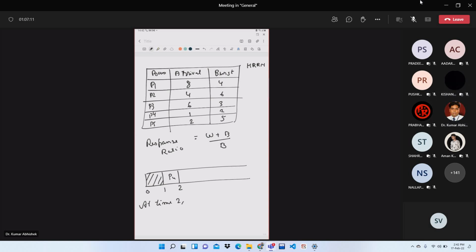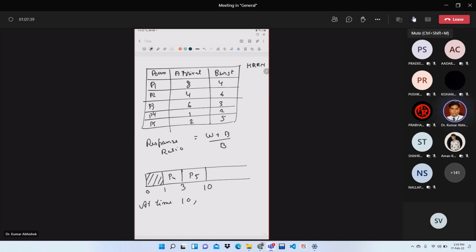This is non-preemptive mode. P4 was there, burst time is 3. What happens at time 3? Only P5 is available, right? So P5 will work till 10. What happens at time 10?